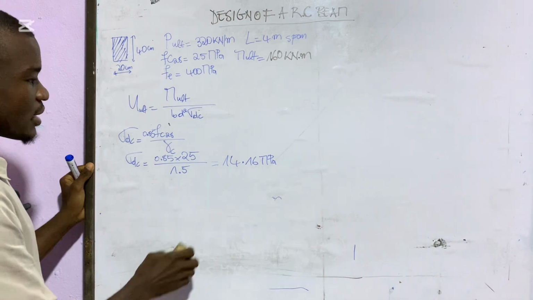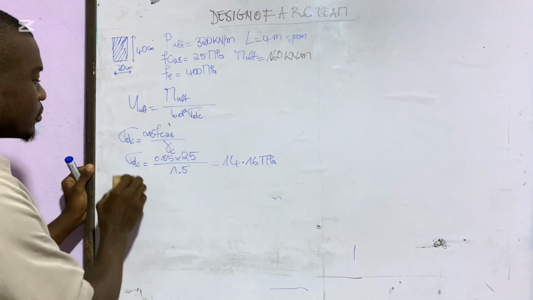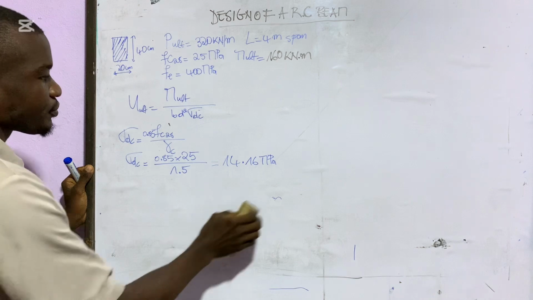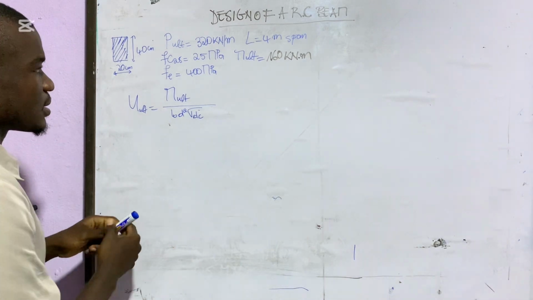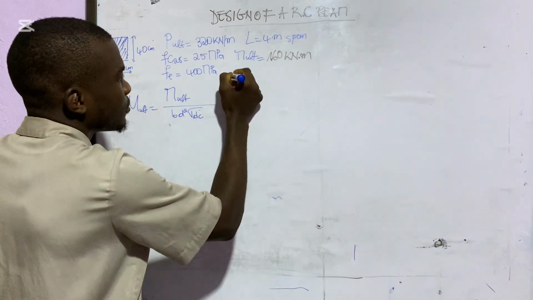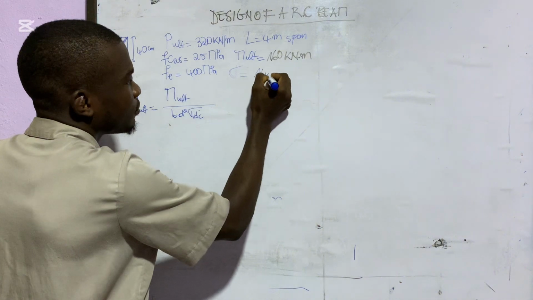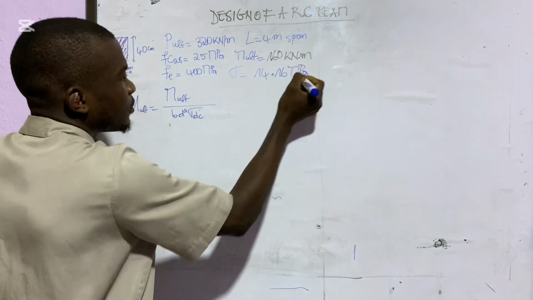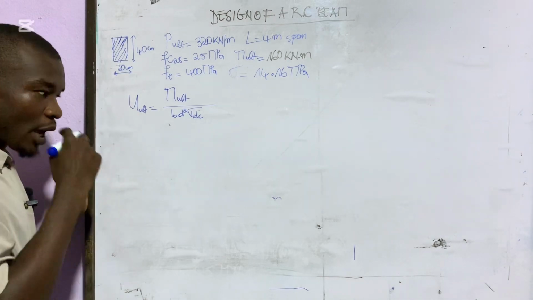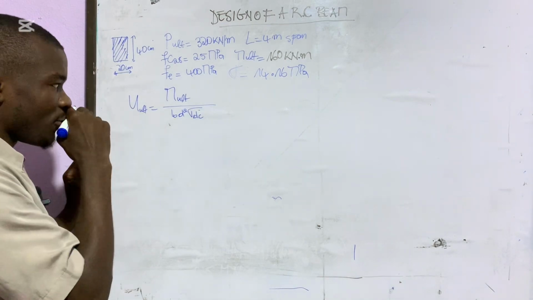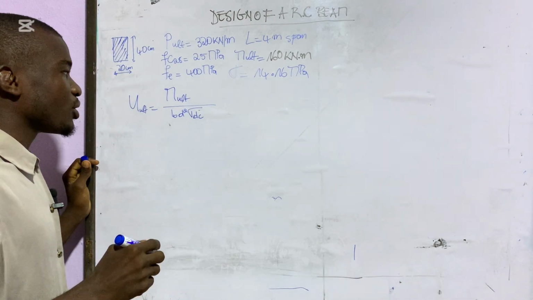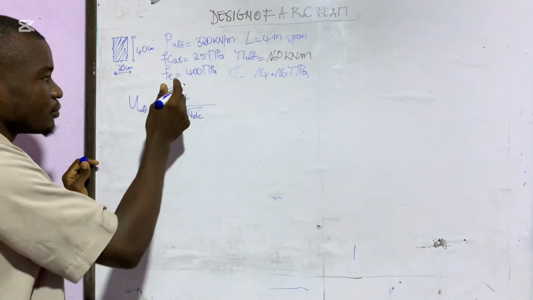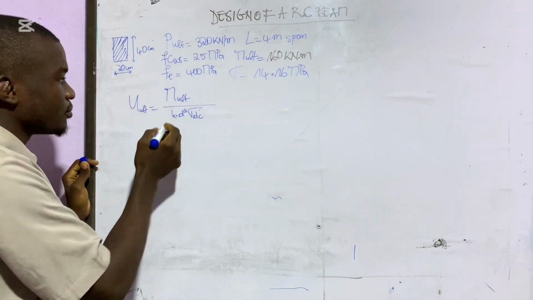So now we also have the design strength of our concrete, 14.16 megapascal. Now we are going to look for mu ultimate. Mu ultimate will be equal to what? That's the formula that has been written.